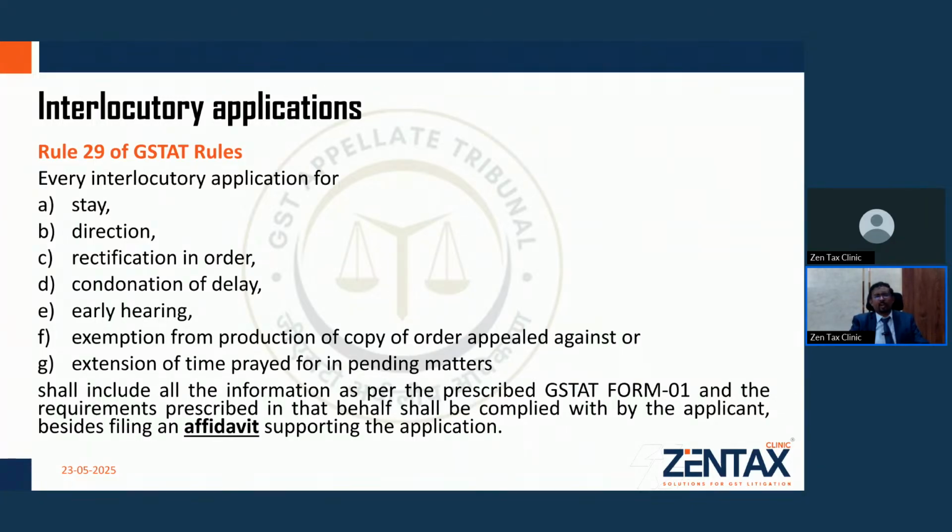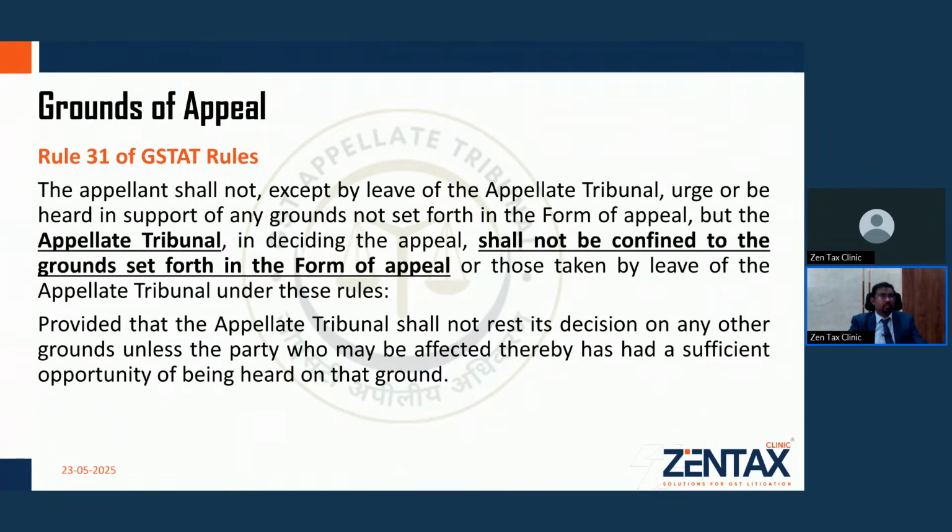So for any of these things, all the information prescribed in the GST form 01, which is provided in the GST procedure rules, necessarily has to be a part of these interlocutory applications, and shall be filed, if at all, even along with an affidavit. So the affidavit is a concept, authorization is a concept. These are some concepts which come in multiple places across the GST appellate tribunal rules. And with respect to an affidavit, we will go to it immediately thereon.